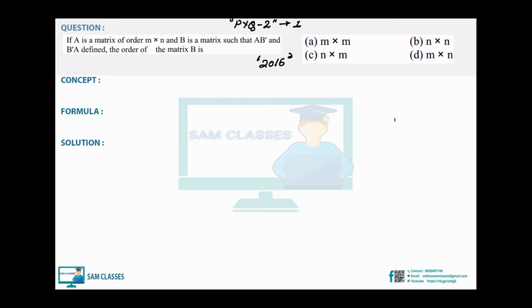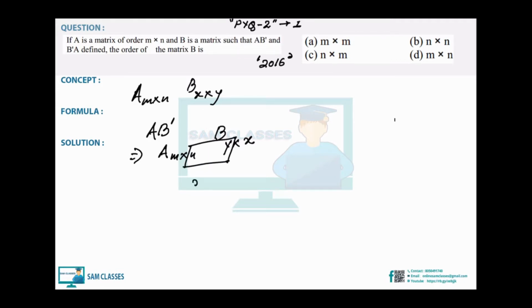So what we have is A is a matrix of order M cross N and B is a matrix of order we don't know, so let's take it as X cross Y. Now what they have said is AB transpose is defined. So A is M cross N and B transpose is what? The row will change to column and the column will change to row. Now, in order for the matrix to be multiplicable, n has to be equal to y.